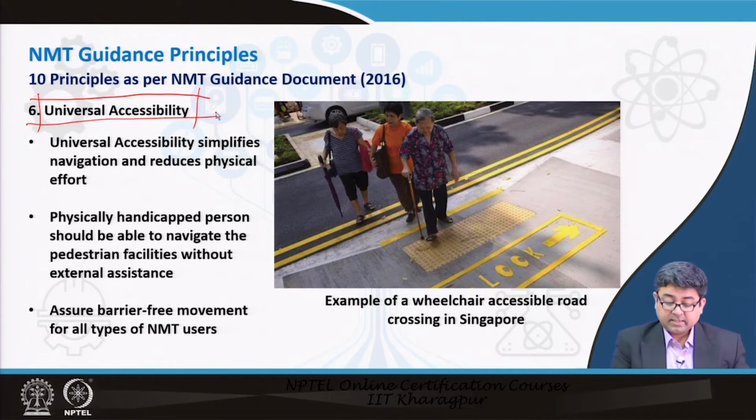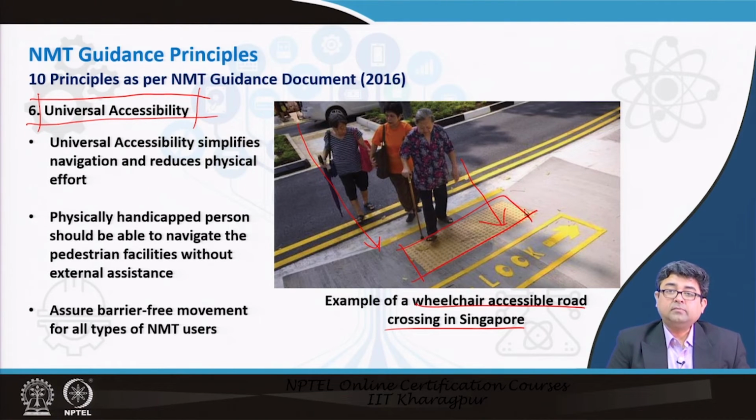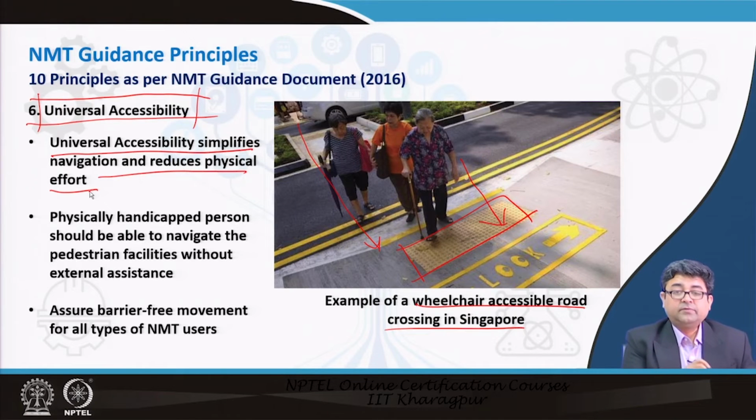So, here is an example of a wheelchair accessible road crossing in Singapore, right. If somebody is trying to cross from here to here, there are ramps made in such a manner that he or she may be able to use the wheelchair to cross. Even this sort of tactile flooring ensures that, for example, a blind person understands where he or she is walking. So, universal accessibility simplifies navigation and reduces physical effort.